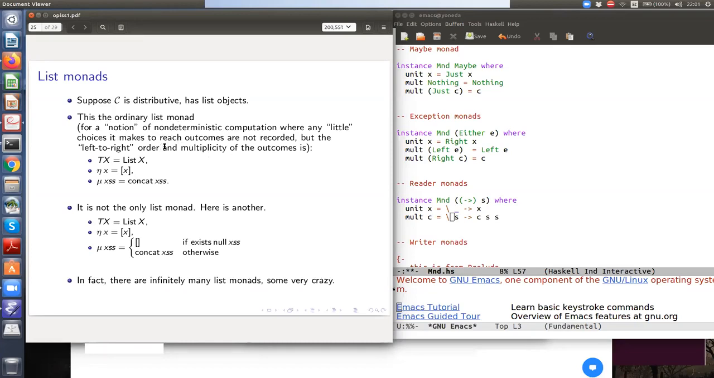The list monad is kind of for a notion of non-deterministic computation, where the little binary choices that you make along the way are not recorded, but the final list of outcomes is remembered. Also, their left to right order is remembered: if I made a choice to go to the left or to the right, and then further to the left or to the right, maybe I got three outcomes, but they now come in a certain order, which is the left to right traversal order of the tree of choices.